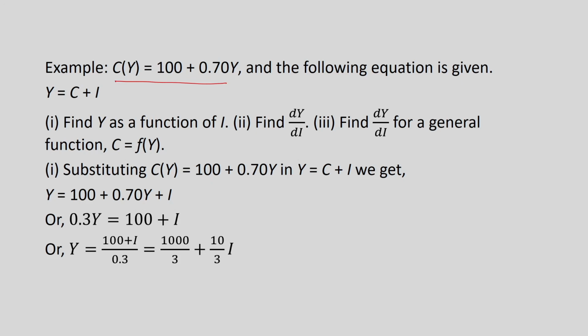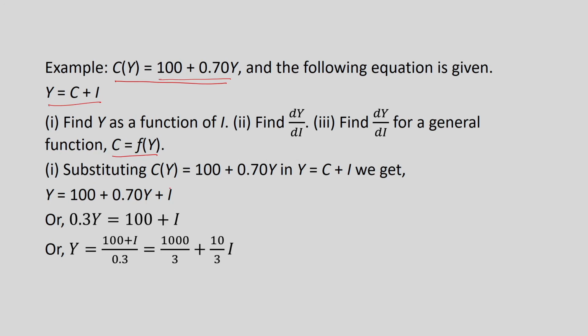So, I have taken a very simple consumption function, linear, 100 plus 0.7 multiplied by y, and we know this identity that y is equal to c plus I. Y is output or income, which is equal to consumption plus investment. So, we have to answer 3 questions. First, find y as a function of I, find dy di, and find dy di for a general function c is equal to f of y. Okay, let us go one by one.